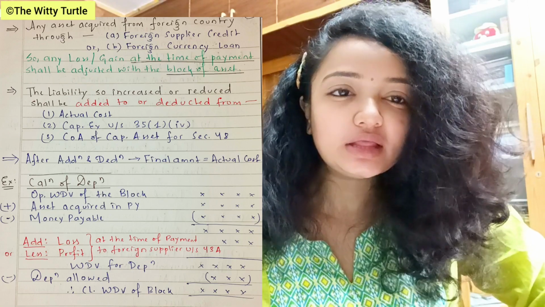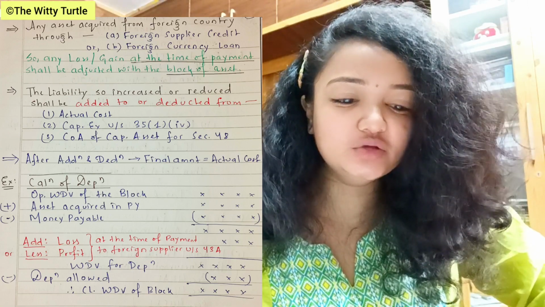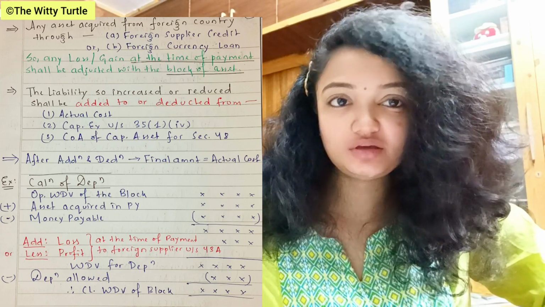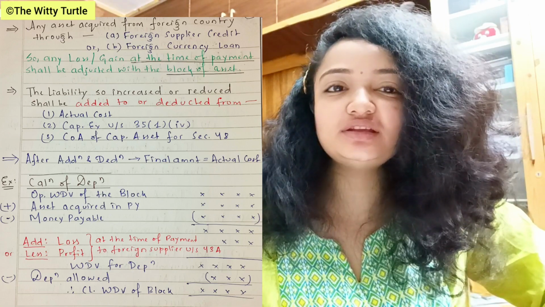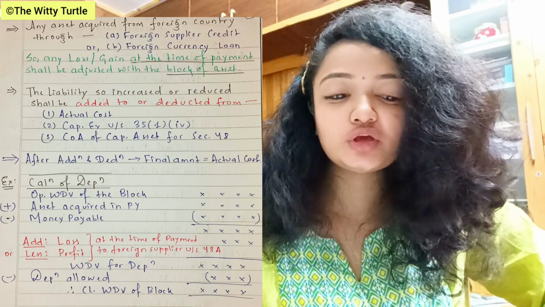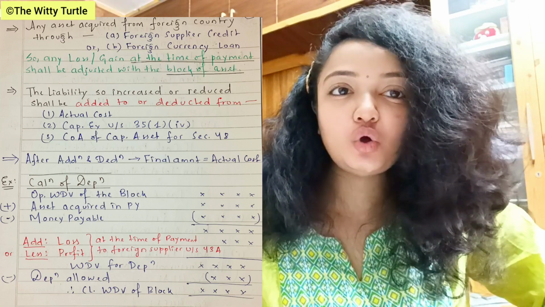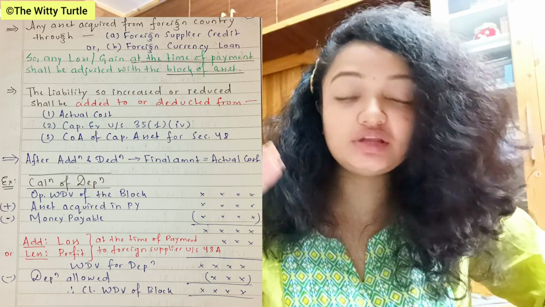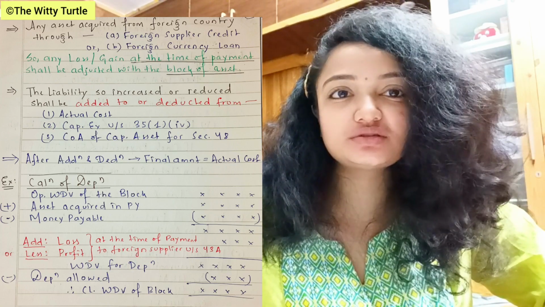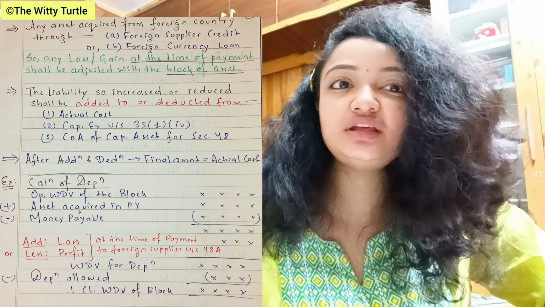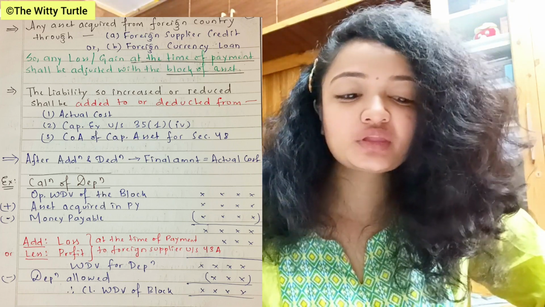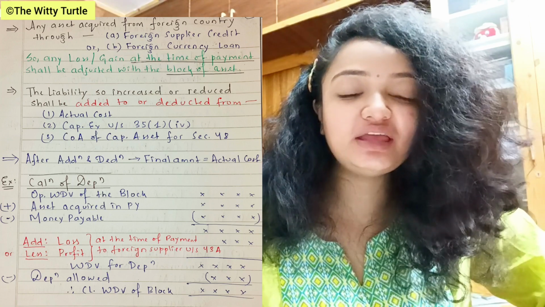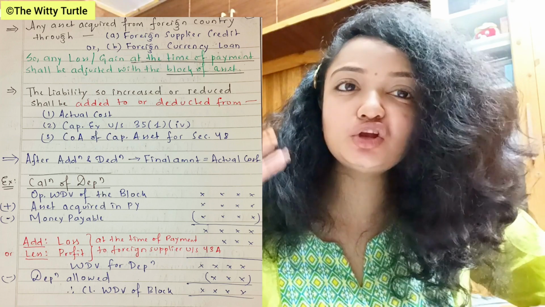Now the liability so increased or reduced shall be added to or deducted from three things, right? Whatever increase or decrease in the liability is there, that shall be added to, or that shall be deducted from these three things. The first is your actual cost under section 43 subsection 1, and the second point says that capital expenditure under section 35 subsection 1 clause 4.